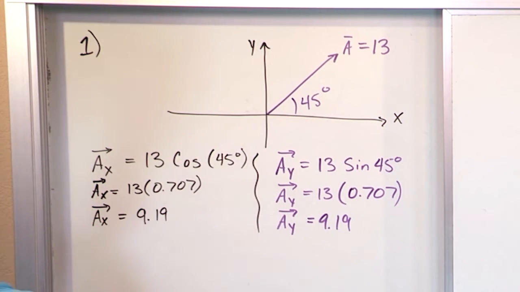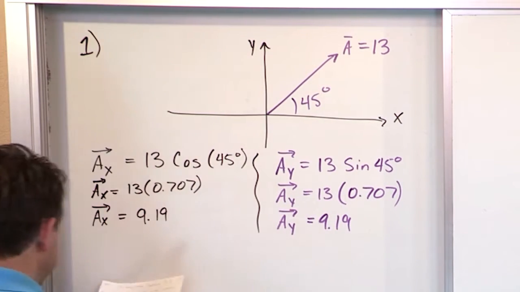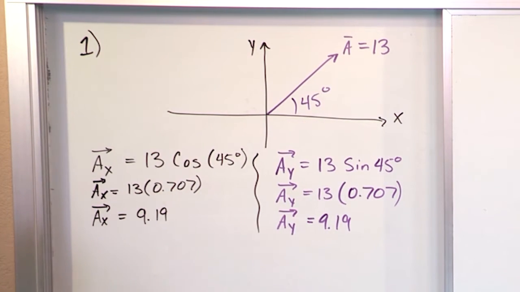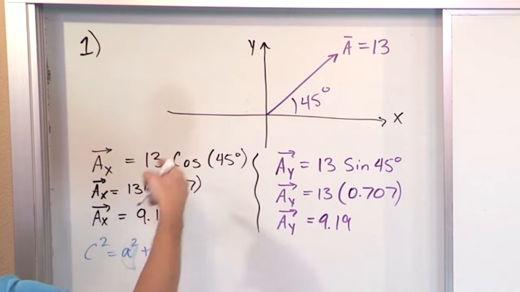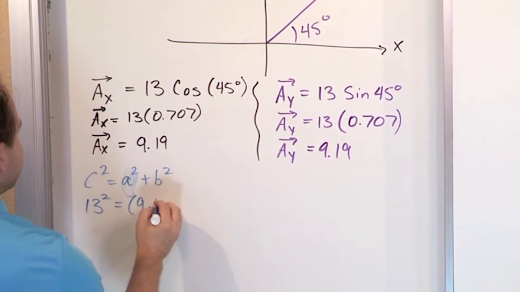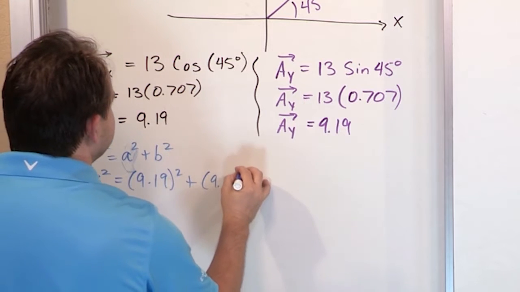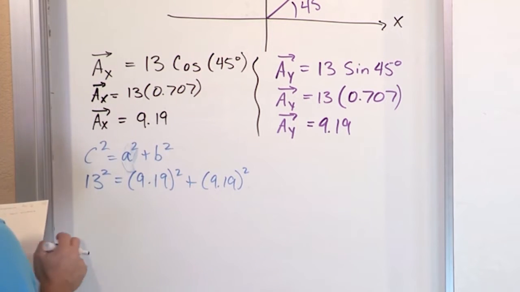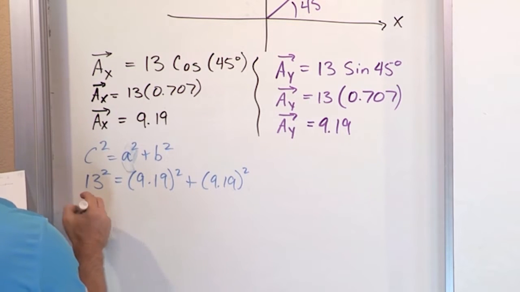So the next thing we want to do before we do anything else, we don't always care to do this, but let's just check it. If this does form a right triangle, then the Pythagorean theorem will always hold. And the Pythagorean theorem is, as you know, c squared is a squared plus b squared. The hypotenuse in this case is c, so it's 13 squared. And we're asking ourselves, is that 9.19 squared plus 9.19 squared, yes or no? Now, when we do that, on the left-hand side, what we're going to get is 13 squared.